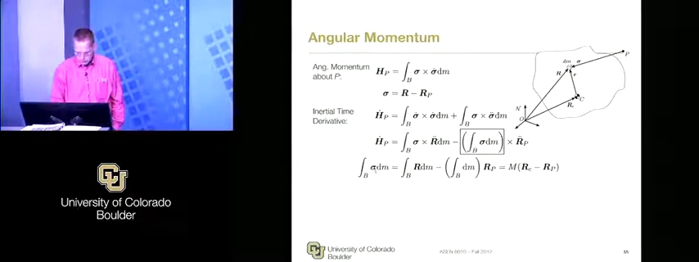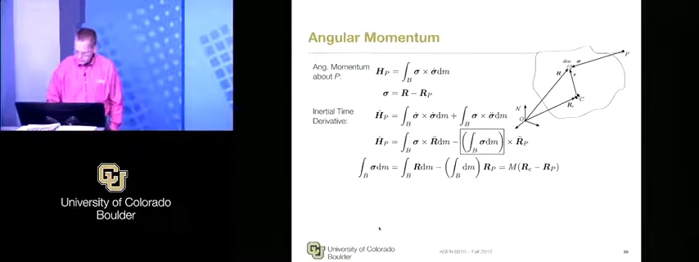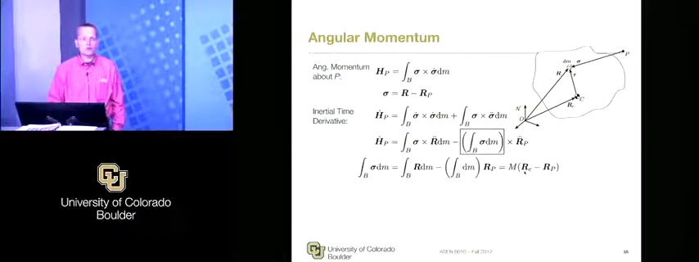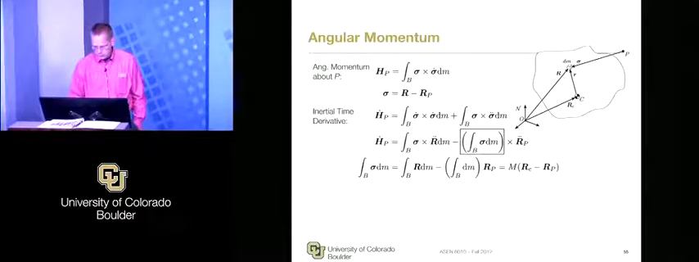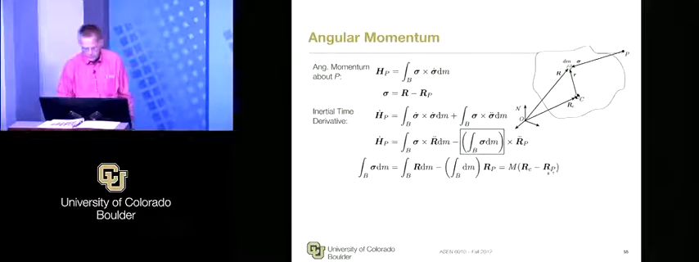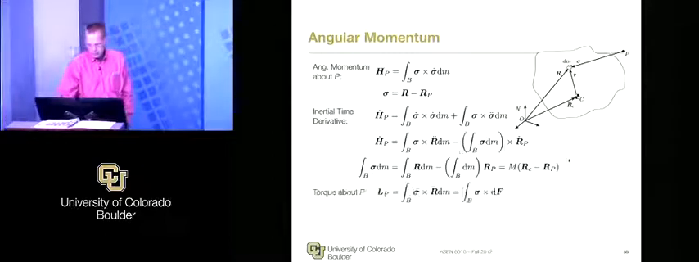This term now, I've just expanded r minus rp again in here. You write these things out. The integral of r dm, that's the center of mass definition. That was nothing but mass times rc. And the integral here, it's just the integral of dm is mass, so you end up with mass times rc minus rp. So you can plug that back up in there.